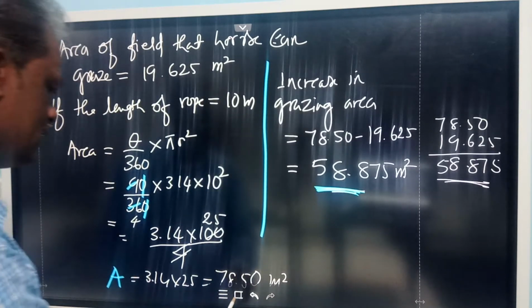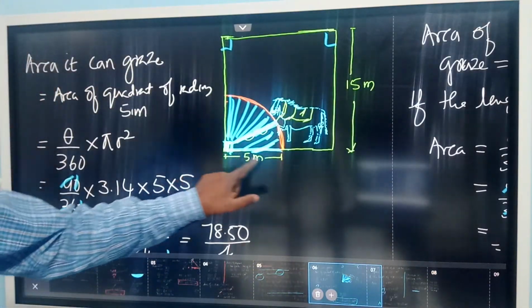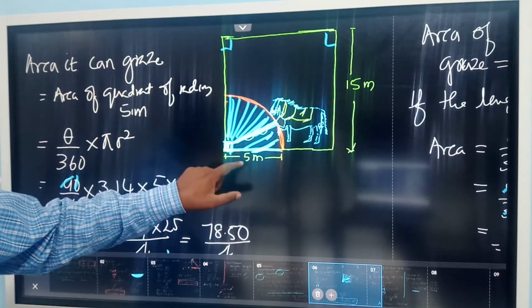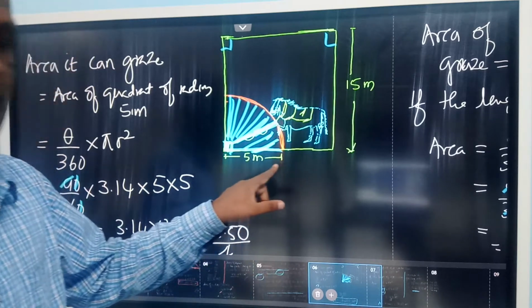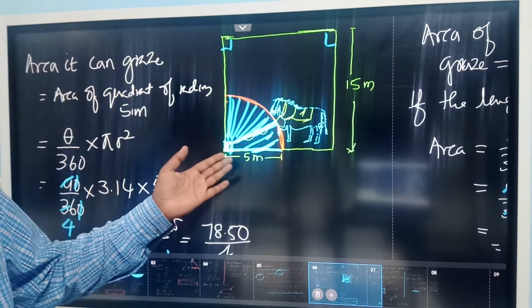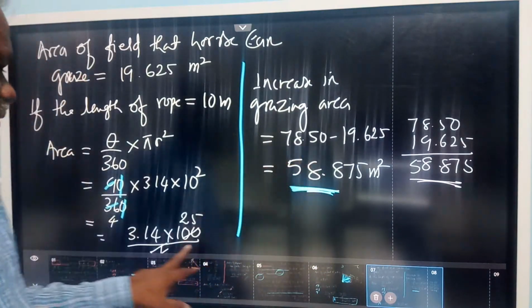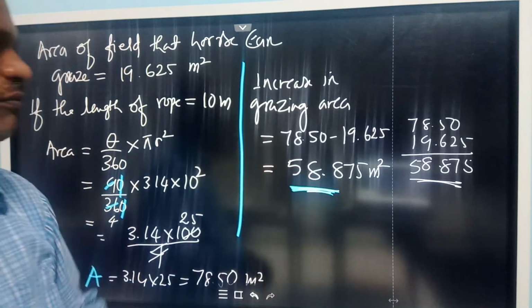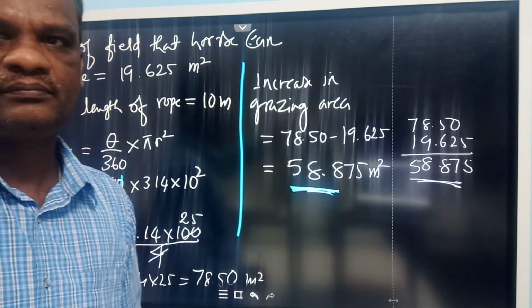Look at this diagram once again. It was with a 5 meter radius, applying theta divided by 360 into pi r square. Then r becomes doubled, 5 becomes 10. So then the area here is 78.50. Then subtract, find the difference, and you are getting 58.875 meters square as the increase in area.